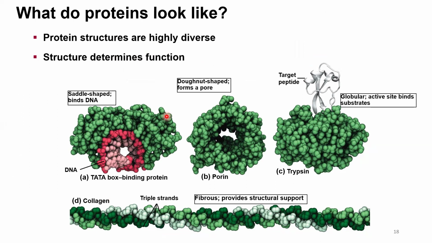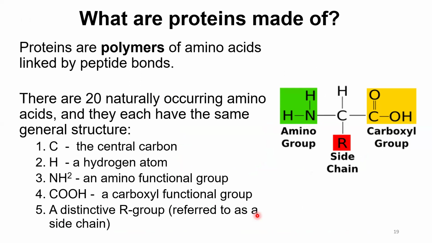So like if we have like certain cases where it's like saddle shaped like this, it could bind to DNA. If it's donut shaped, it forms a pore where things can go through. If we have like a globular kind of shape, it could be like the active site that binds different substrates for enzymes. And then if it's like fibrous like this, it provides structural support. So depending on the structure, it can tell you what the function is. And so what are these proteins actually made of?